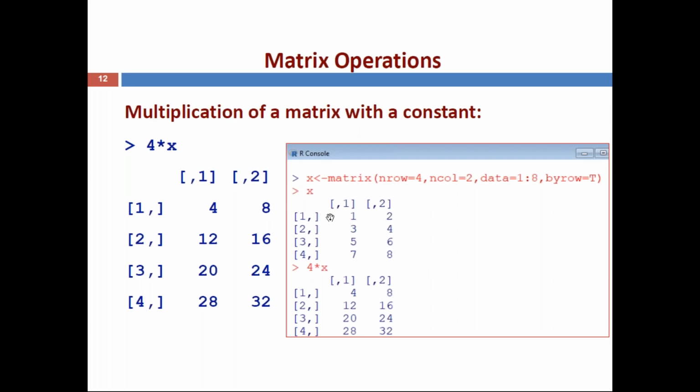First, one by one, 4 into 1, so 4. Then 4 into 2, 8. Then second row, 4 into 3, 12. 4 into 4, 16. Then third row, 4 into 5, 20. Then 4 into 6, 24. Then fourth row, 4 into 7, 28. Then 4 into 8, 32. So this is the output. So you can multiply a matrix with any constant, and then each and every element in the matrix is multiplied with that constant.